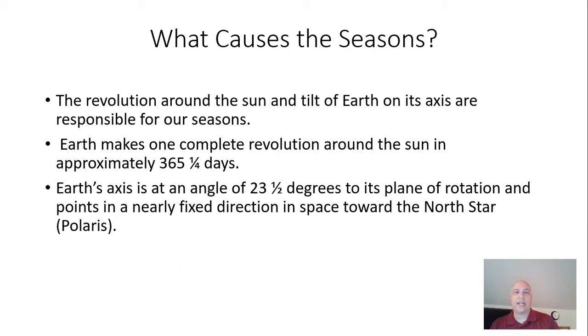takes 365 and 1/4 days to complete one revolution around the Sun, as well as that tilt of the Earth on its axis. That angle of the axis is 23.5 degrees to its plane of rotation, and basically we point in a nearly fixed direction in space toward Polaris, or the North Star.